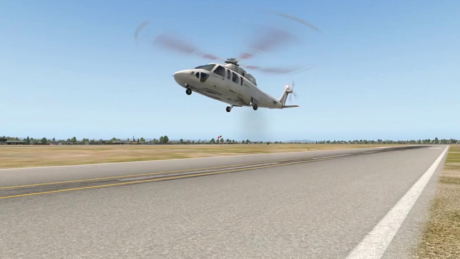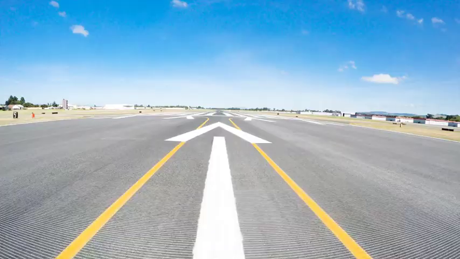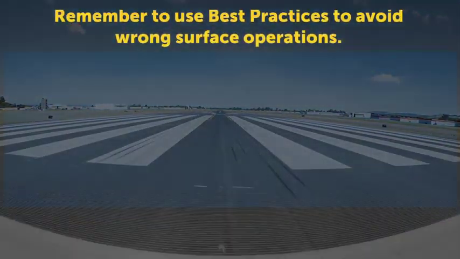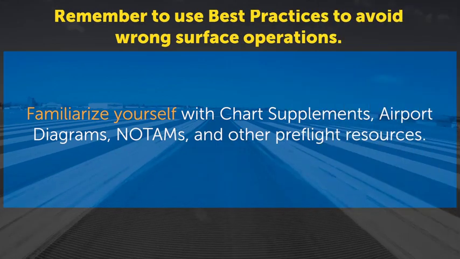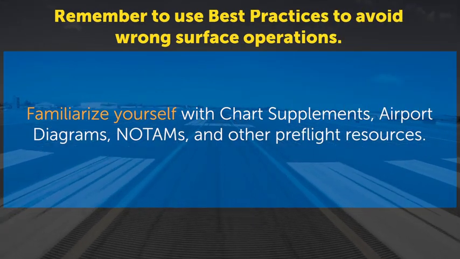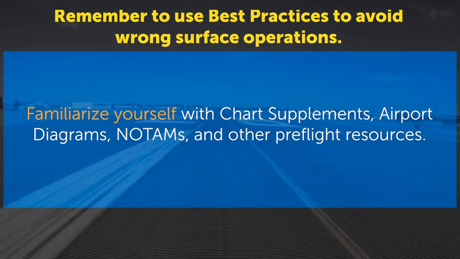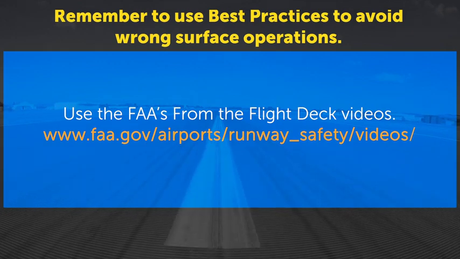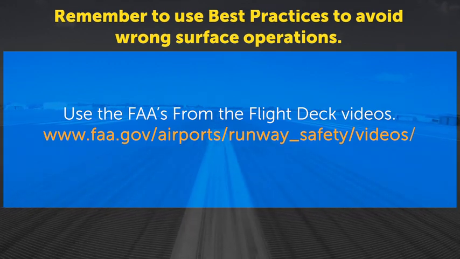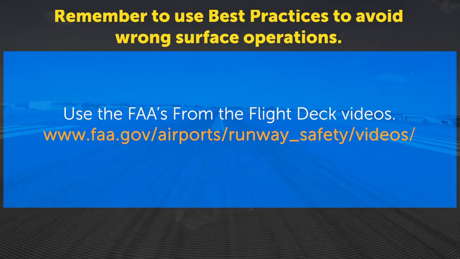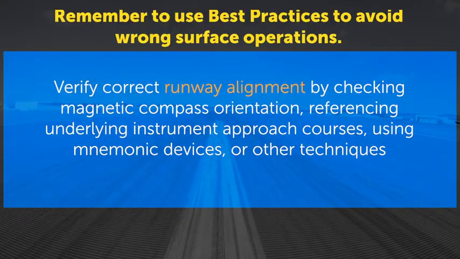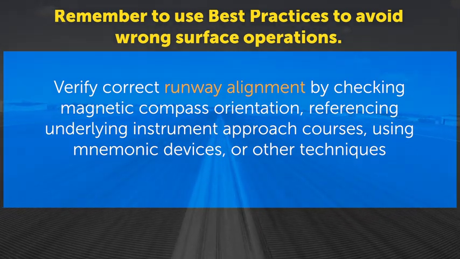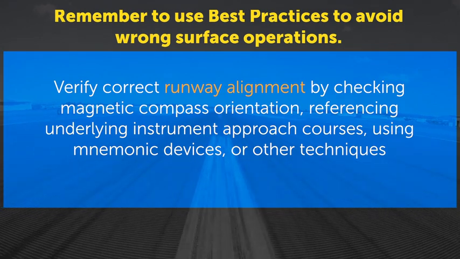There are a number of ways we can stop wrong surface landings, and they all begin with the basics. Remember to use best practices to avoid wrong surface operations. Familiarize yourself with chart supplements, airport diagrams, NOTAMs, and other pre-flight resources. Use the FAA's From the Flight Deck videos at www.faa.gov/airports/runway_safety/videos. Verify correct runway alignment by checking magnetic compass orientation, referencing underlying instrument approach courses, using mnemonic devices, and other techniques.